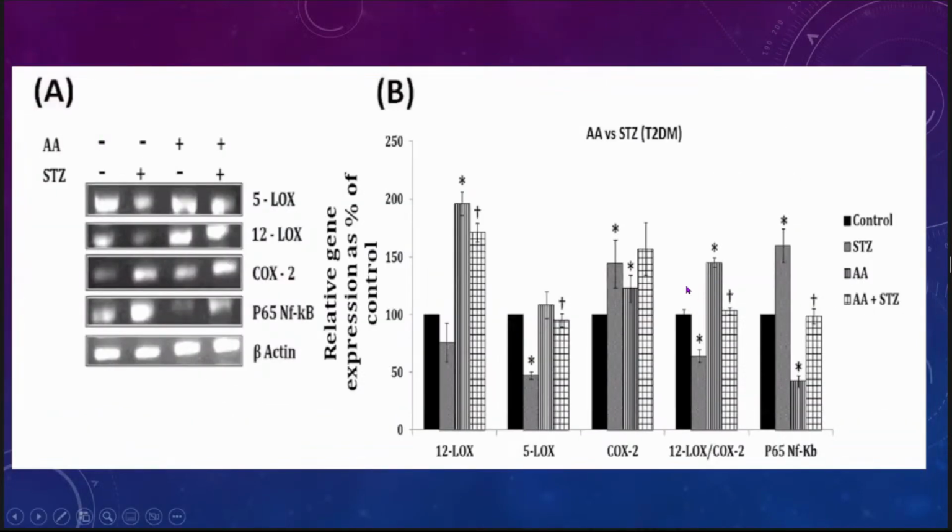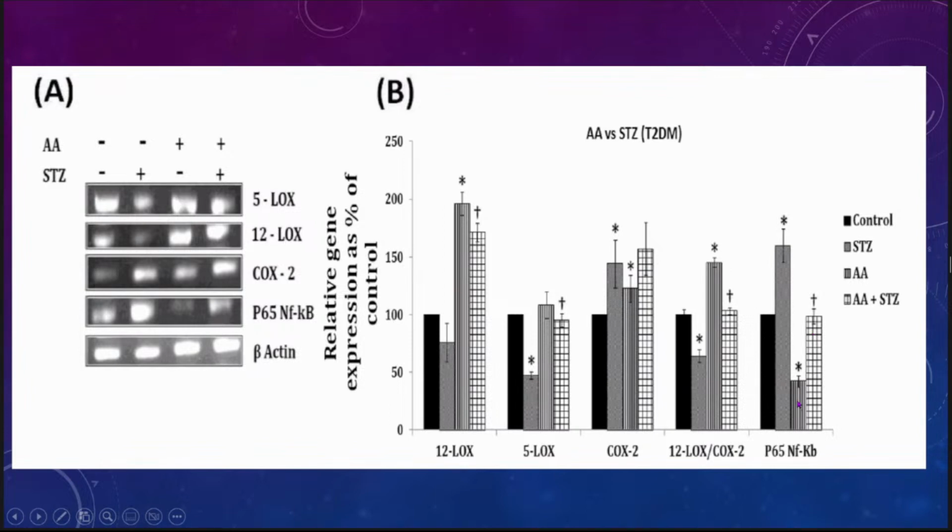Then, of course, we wanted to see what happens to the LOX enzymes and COX2 enzymes, and NF-kappa B expression in these animals, because we saw that IL-6 and TNF-alpha levels are decreased, and so we wanted to look at the NF-kappa B expression. And you find in the last column that the NF-kappa B expression is decreased in animals which are treated with arachidonic acid and streptozotocin compared to only streptozotocin-treated animals. That means streptozotocin is able to induce a significant amount of inflammation in the form of increased expression of NF-kappa B, and that is decreased by the arachidonic acid treatment, and it is almost equivalent to the control levels.